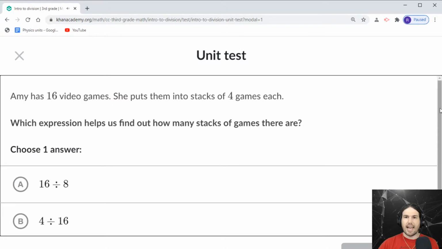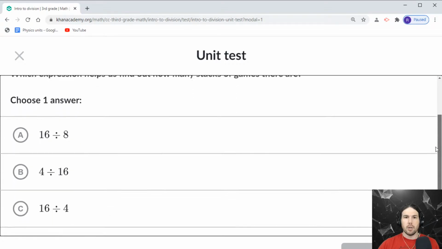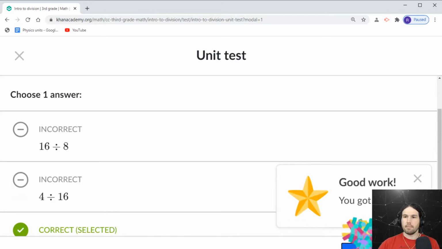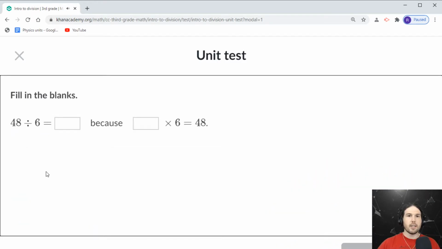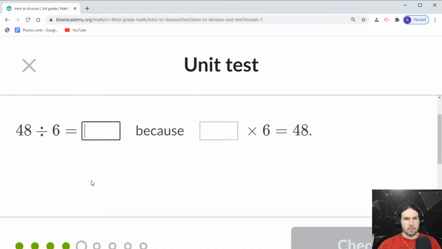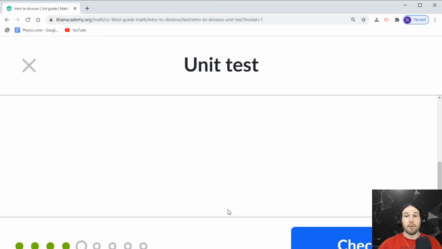Amy has 16 video games. She wants to put them in stacks of 4 games each. Which expression tells us how to take 16 video games and put them into 4 stacks? Well, that's C, 16 divided by 4. Fill in the blanks. 48 divided by 6 equals blank, because blank times 6 equals 48. And the answer is 8 in both cases.